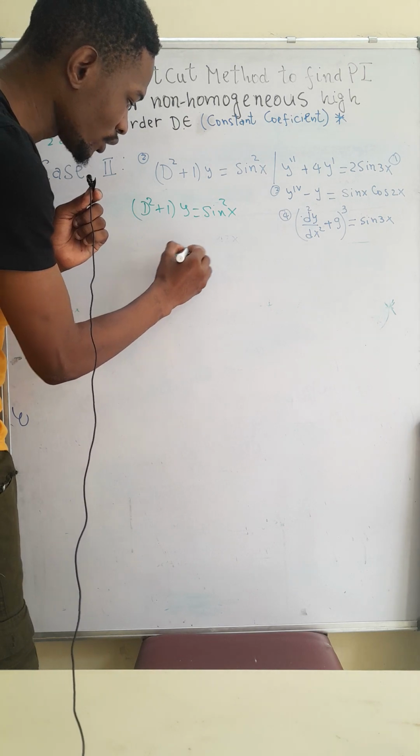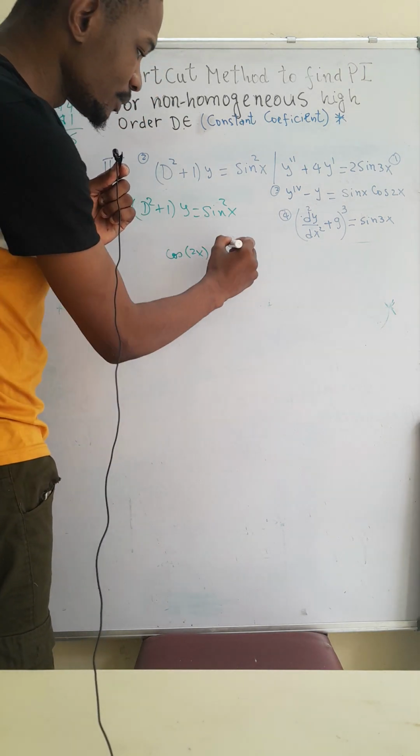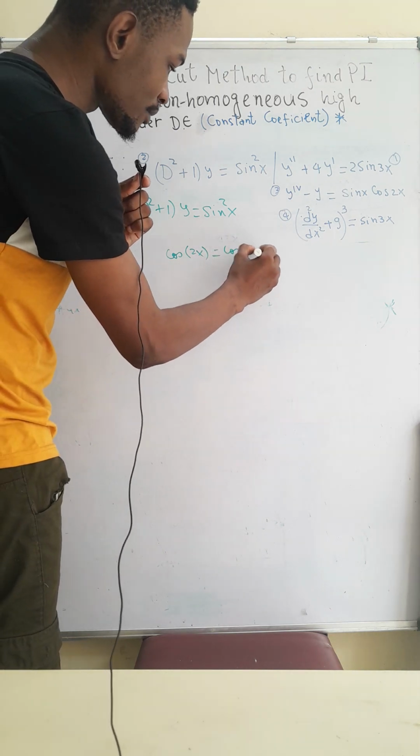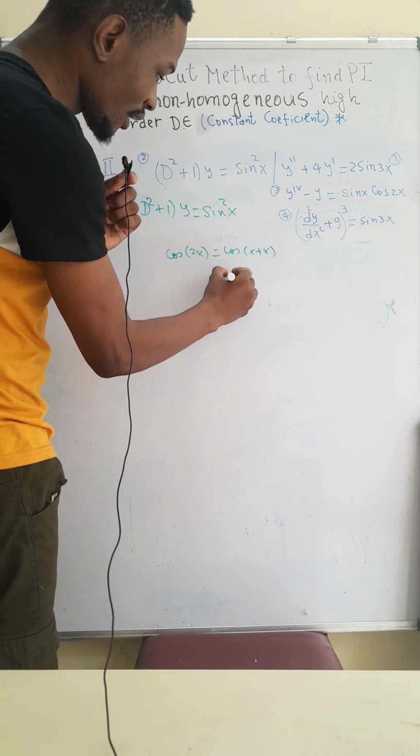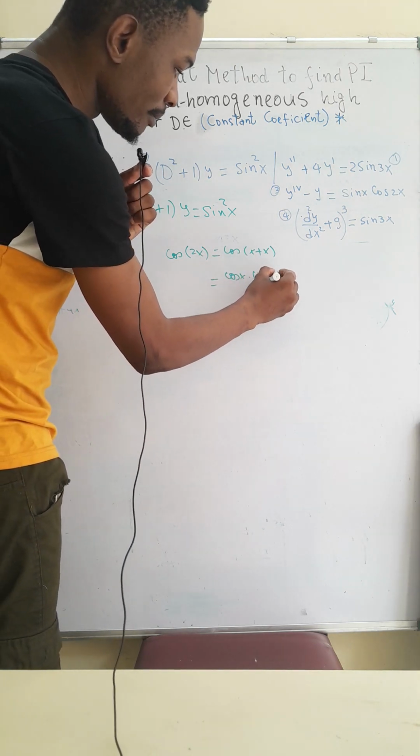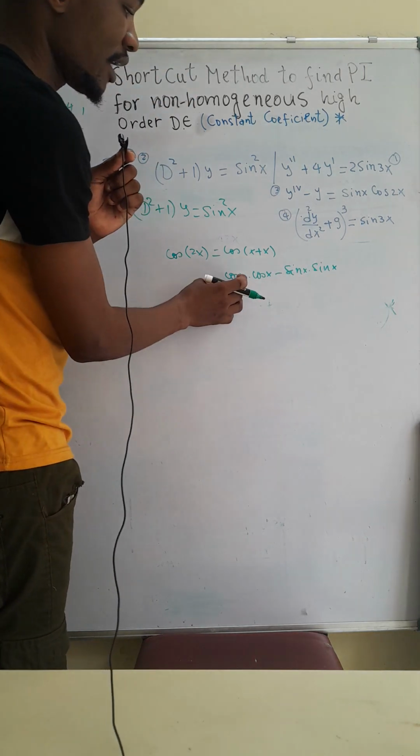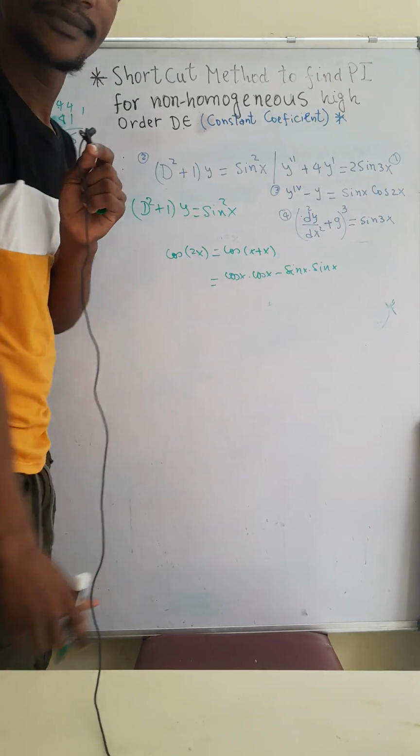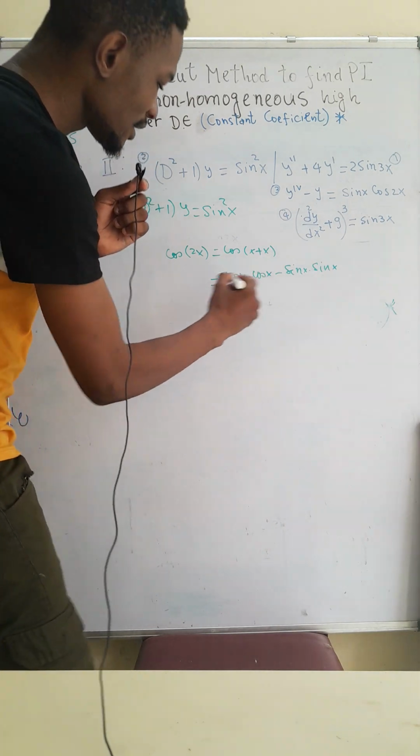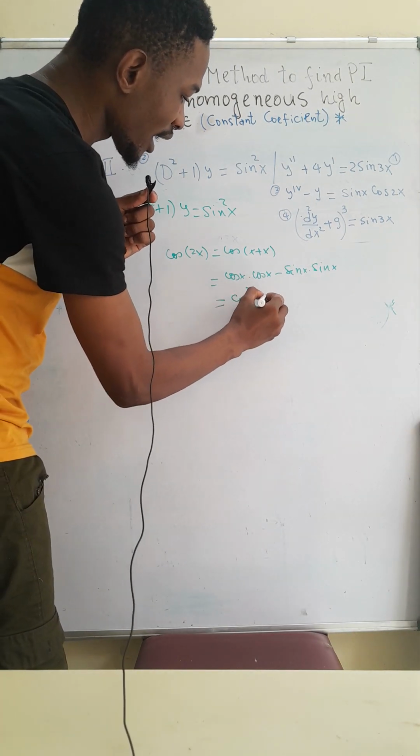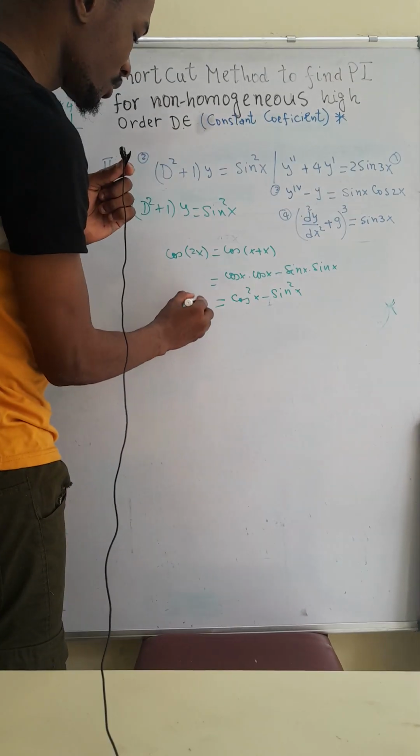You know that cos of 2x is equal to what? Cos of 2x is equal to cos of x plus x. And this one, if you apply the sum of angles for cosine, you are going to have cos of x times cos of x minus sine of x times sine of x, because cosine is an even function, but sine is an odd function. So here you have cos squared x minus sine squared x. Now that you have this one, this is equal to cos 2x.